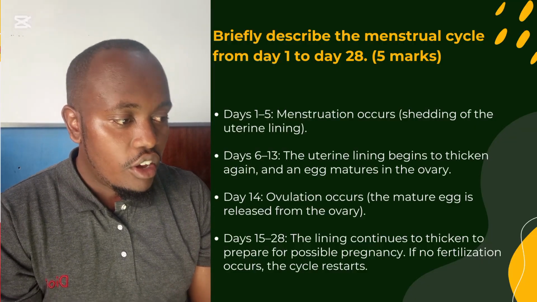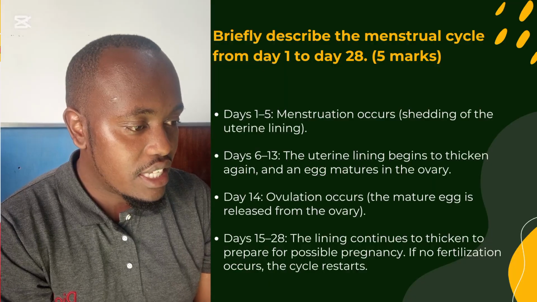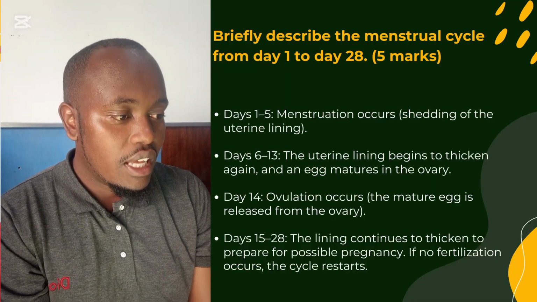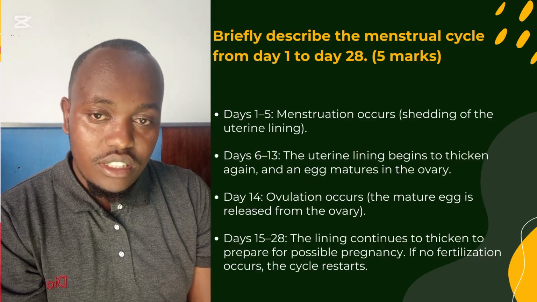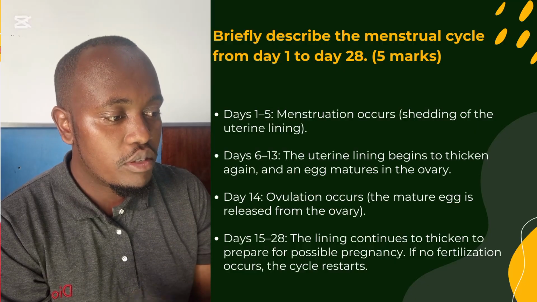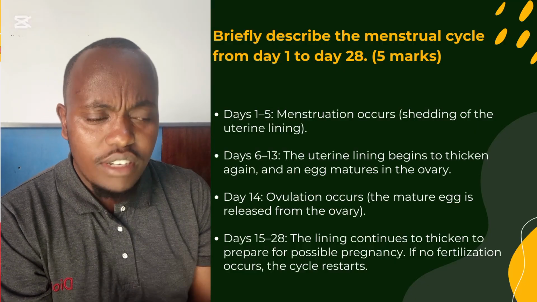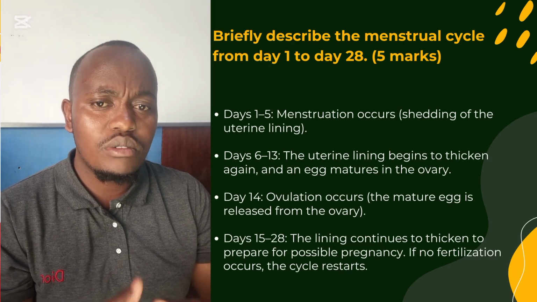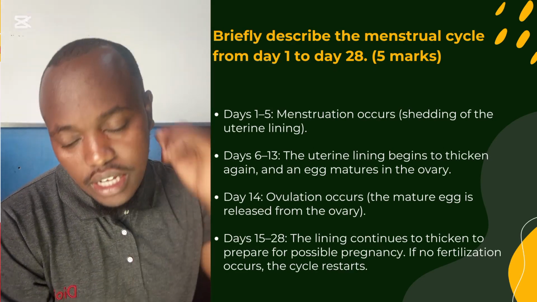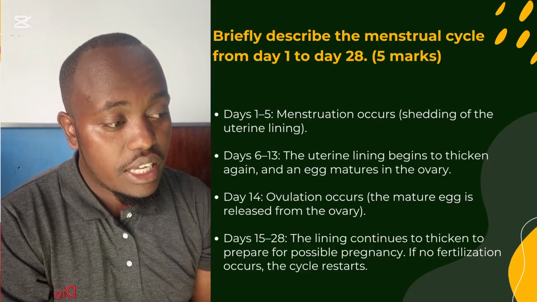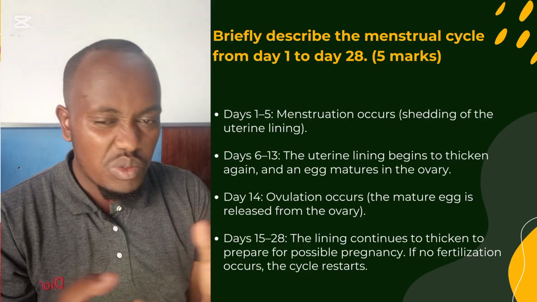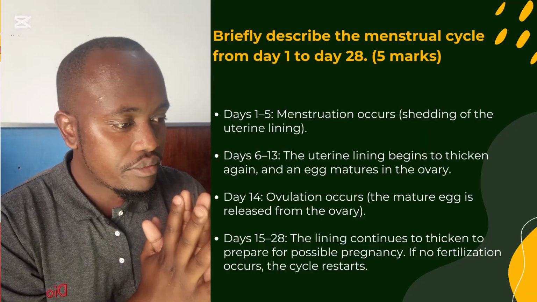Day 14, ovulation occurs. The mature egg is released from the ovary. Day 14 is the ovulation day. Days 15 to 28, the lining continues to thicken to prepare for possible pregnancy. If no fertilization occurs, then the cycle restarts. So if no fertilization occurs, the cycle restarts again with the shedding of the uterine lining, and then goes on and on.